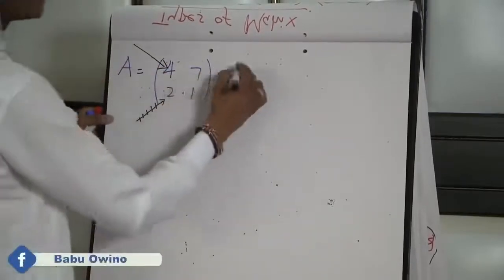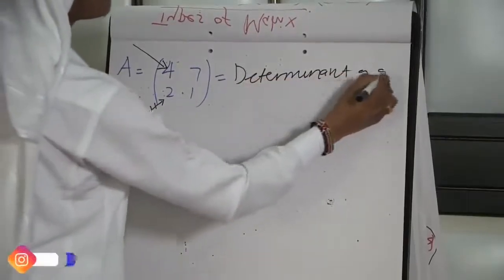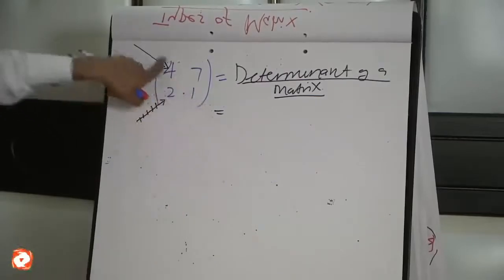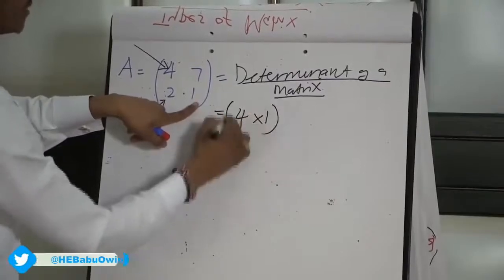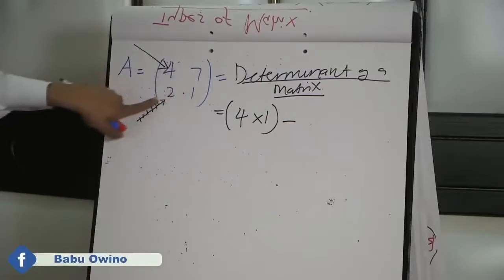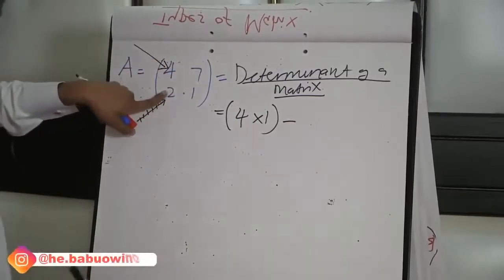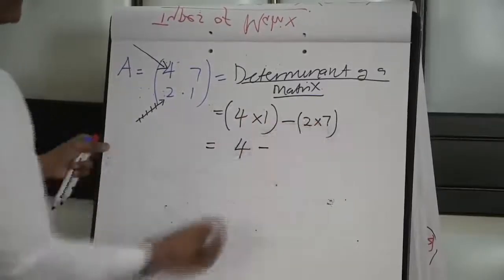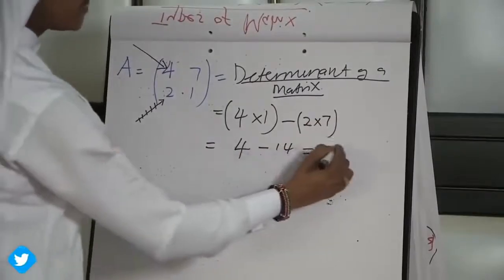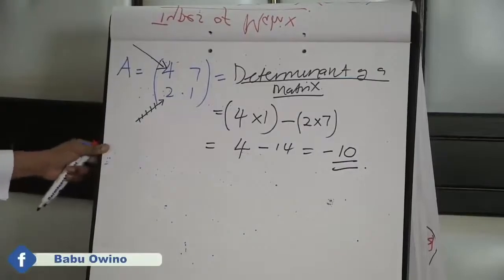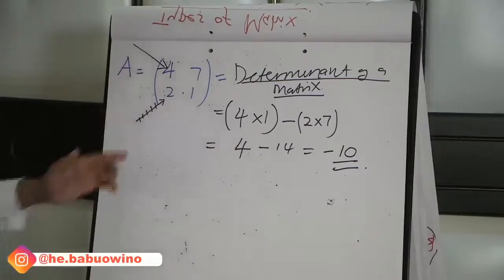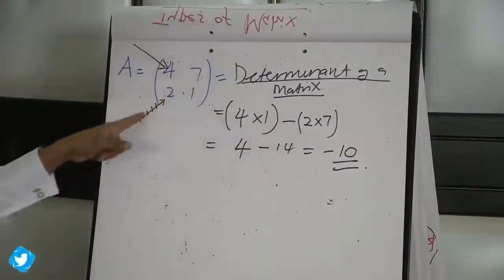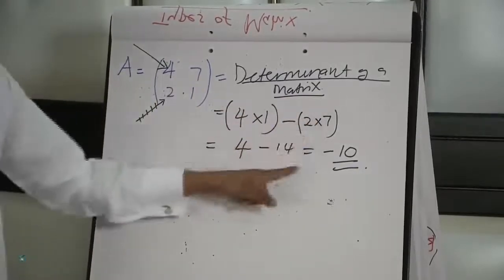So in getting the determinant of a matrix, you multiply the element on the leading diagonal, that is 4 by 1, then you subtract the elements on the other diagonal multiplied, minus 2 times 7. What do we get? 4 by 1 is 4, minus 2 by 7 is 14, 4 minus 14 is minus 10. That is the determinant of the matrix. Again, class, in determining the determinant of a matrix, you multiply the elements along the leading diagonal, that is 4 times 1. You subtract the other diagonal elements multiplied, that is 2 times 7. So that is 4 minus 14, you get minus 10.